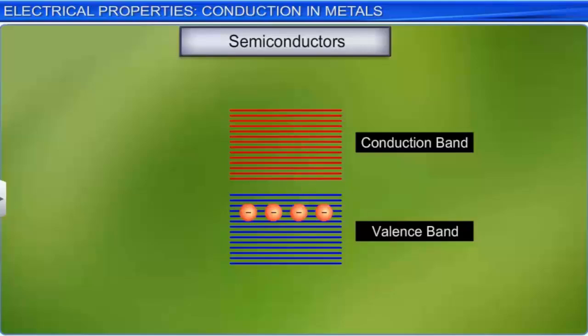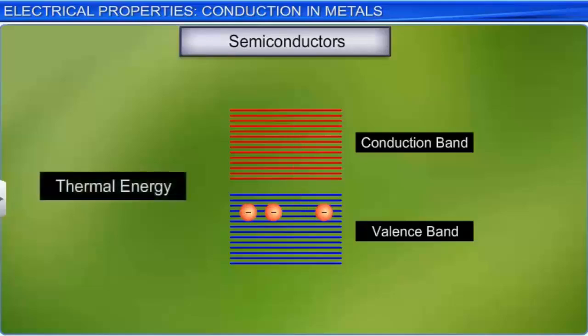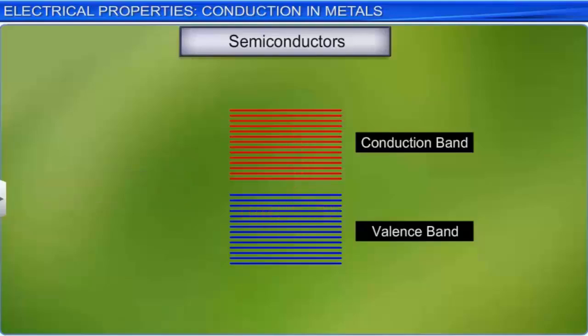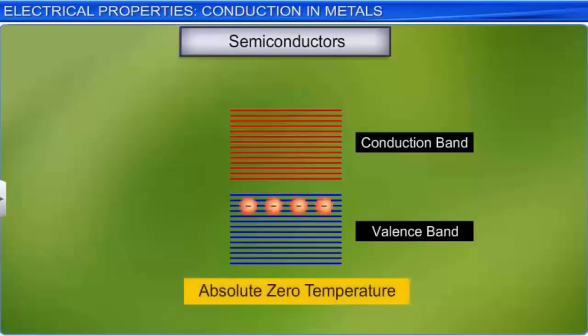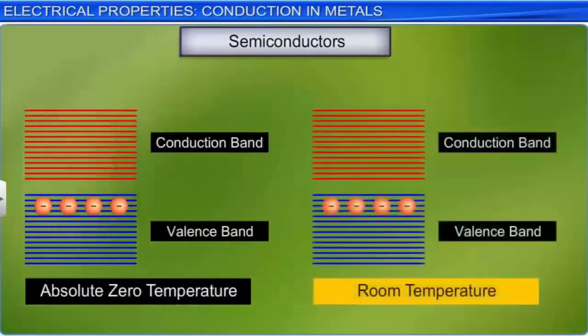Thermal energy is one of the main mechanisms for electrons to be excited to the conduction band. Therefore, the conductivity of semiconductors depends strongly on the temperature of the material. At absolute zero, semiconductors are perfect insulators. But at room temperature, there is enough thermal energy to allow the occasional electron to jump, and this gives the semiconductor limited conductivity.